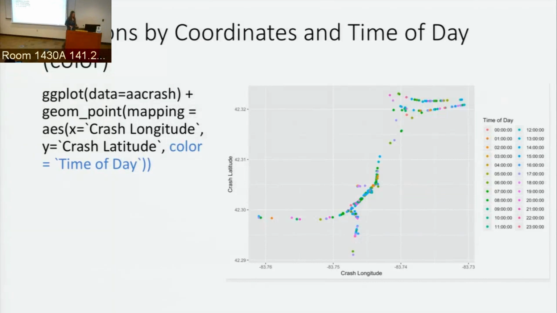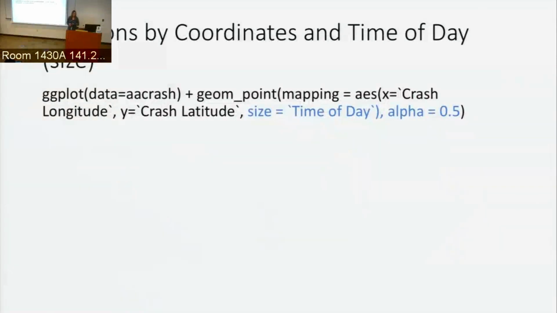All right. Now we're going to play around with size and alpha at the same time. So we're still using our geom_point. We're still mapping the latitude, longitude coordinates. This time, instead of coding time of day as a discrete color, we're going to code it as a discrete size. So what this is going to do is it's going to change each collision dot based on the time of day. So lower numbers are going to correspond to smaller dots, and bigger numbers are going to correspond to bigger dots in this case.